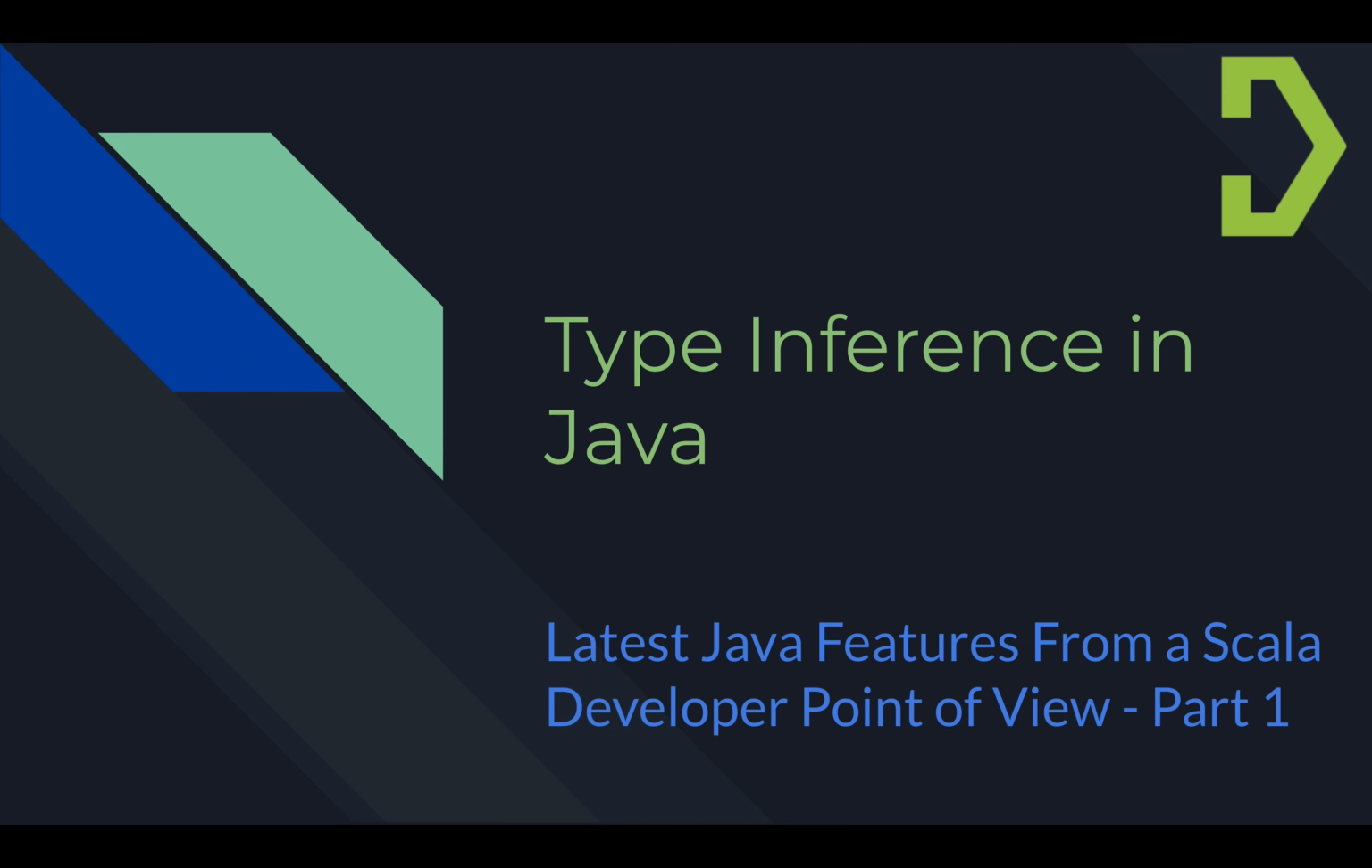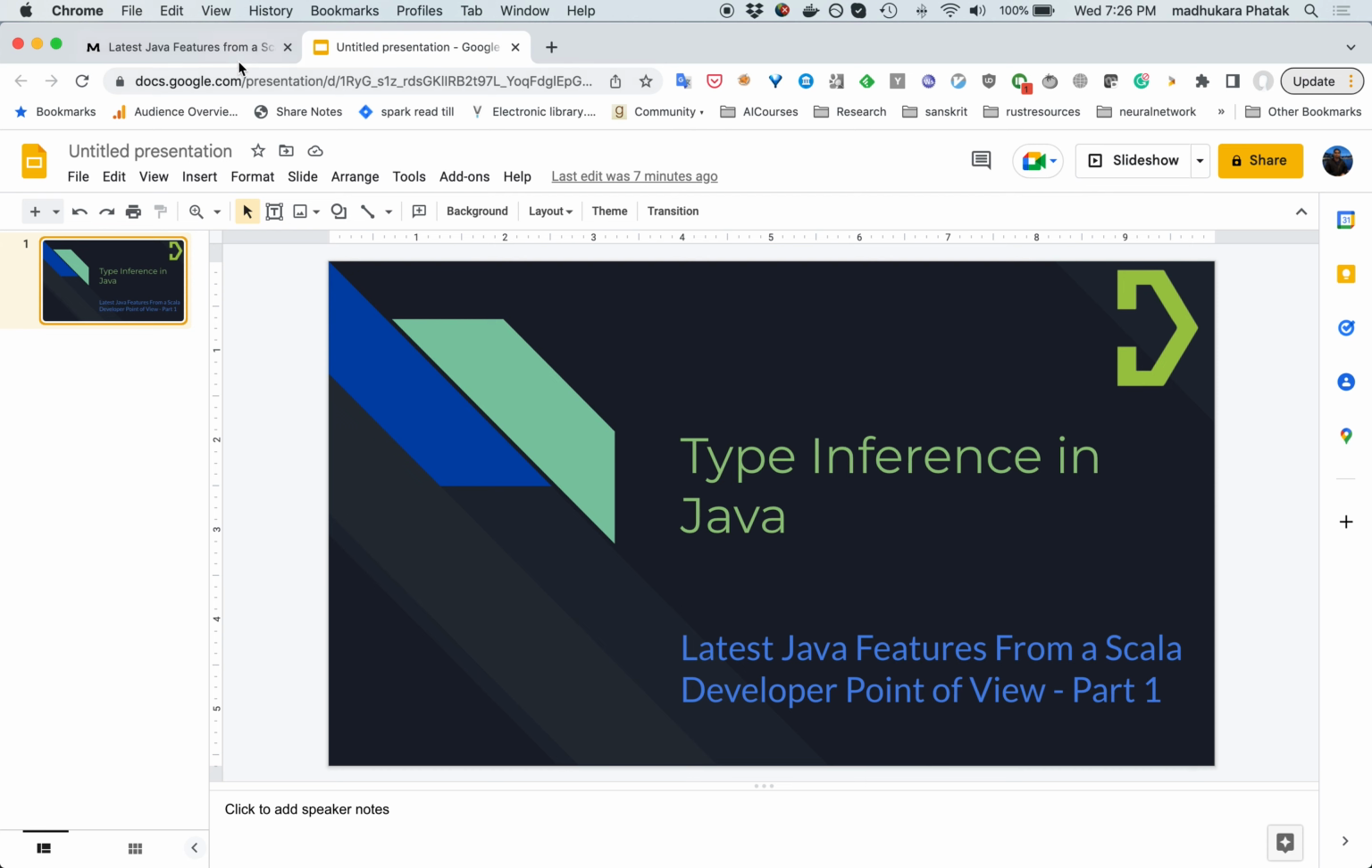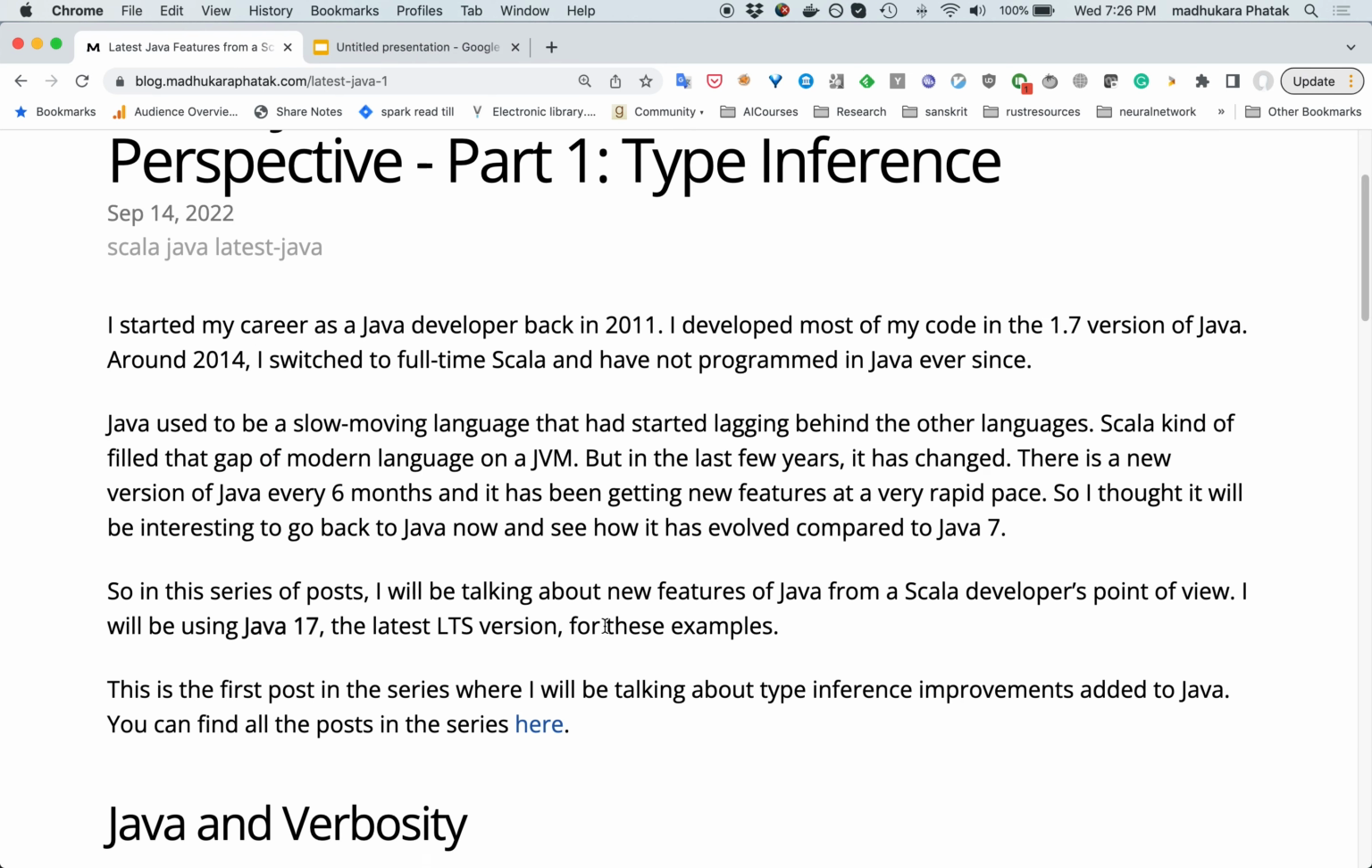So let's start. Let's start with an introduction to why we want to talk about the latest Java features and what my background is on the same. As a developer, I started with Java around 2011, and most of the code I wrote was in Java 1.7 at that point of time. Around 2014, I started working full time in Scala, and after that, I really didn't go back to Java to see what's going on.